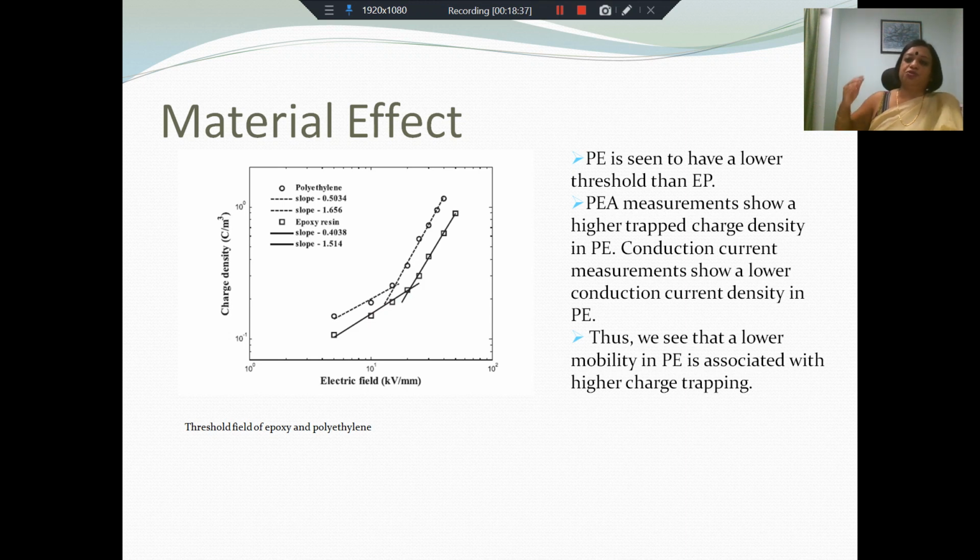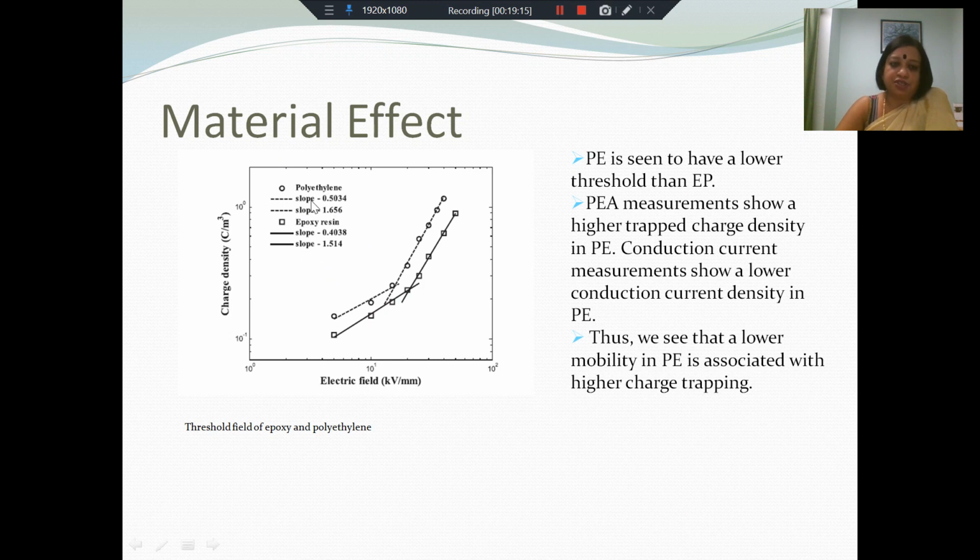Whereas the moment you cross the threshold field, charge trapping occurs, and if you go to higher and higher fields, more and more charge trapping occurs, and more and more charge in the material will cause faster aging and reduce lifetime. So we would always like to design our apparatus such that we operate our insulation below the space charge threshold field. That's one aspect. The other aspect is if you want to figure out which material has a greater propensity to space charge trapping, you will have to operate at fields beyond the threshold field to be able to compare. So that is what we do here.